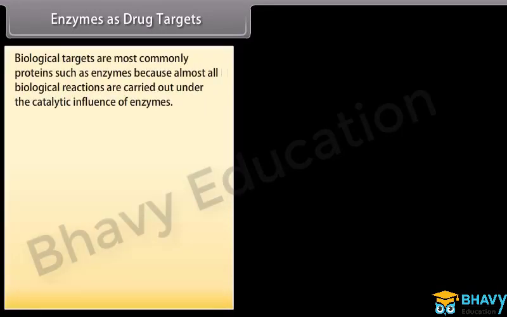Enzymes as drug targets. Biological targets are most commonly proteins, such as enzymes, because almost all biological reactions are carried out under the catalytic influence of enzymes. In their catalytic activity, enzymes perform two important functions.